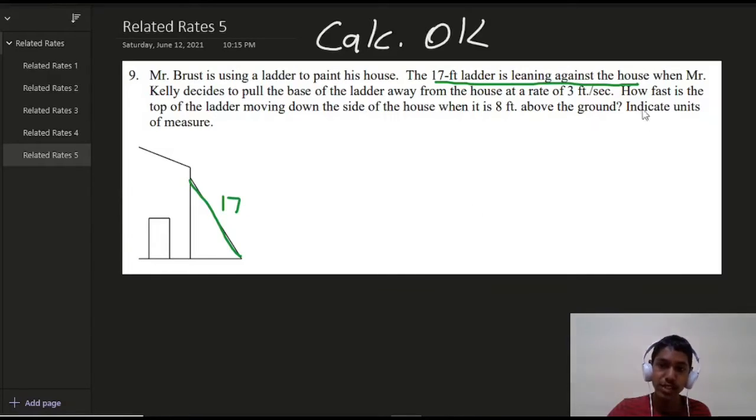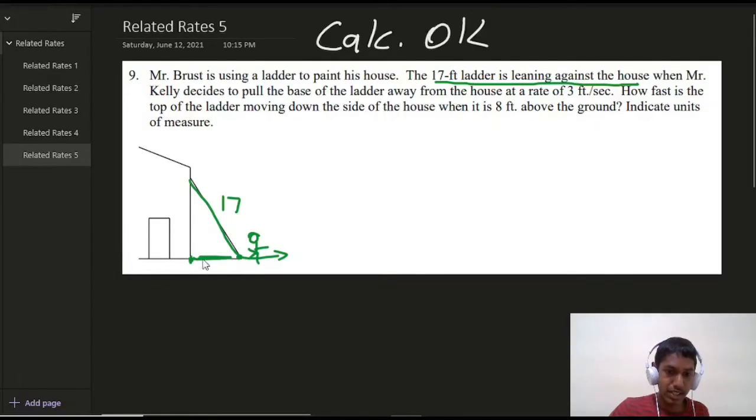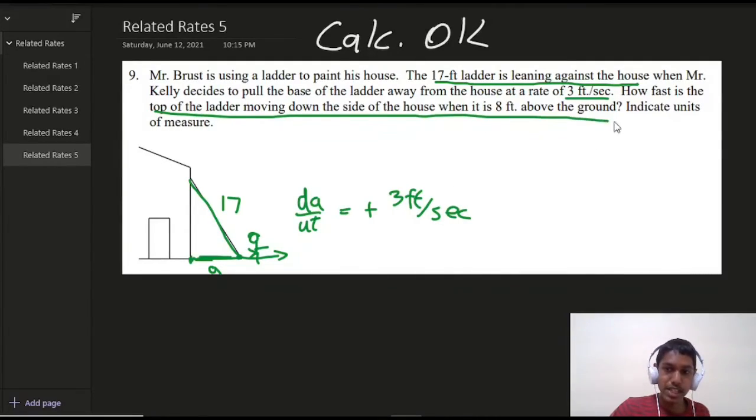A 17-foot ladder is leaning against the house when Mr. Kelly decides to pull the base of the ladder away from the house. So what does that mean? Maybe this is Mr. Kelly, and he's pulling this way. So what's going to happen? Well, this length, again, give things names, so maybe we'll call this length A, and this length is increasing. So dA/dt is increasing at a rate of 3 feet per second. Great. How fast is the top of the ladder moving down when it's 8 feet above the ground?